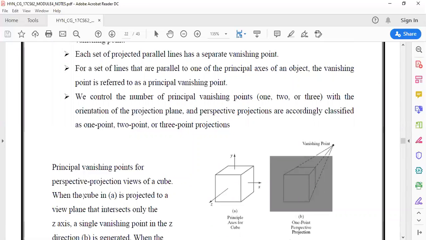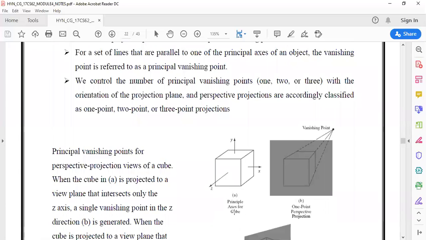Now consider the principal vanishing points for perspective projection views of a cube. This is the cube. What are the three principal axes of a cube? I have the x-axis, y-axis and z-axis. When the cube is projected to a view plane that intersects only the z-axis, I will get a single vanishing point on the z-axis. This is called 1 point perspective projection.